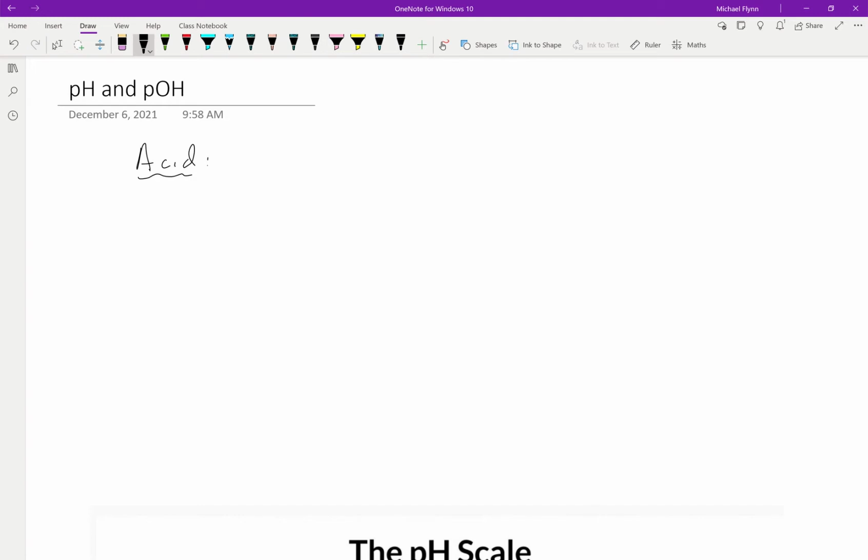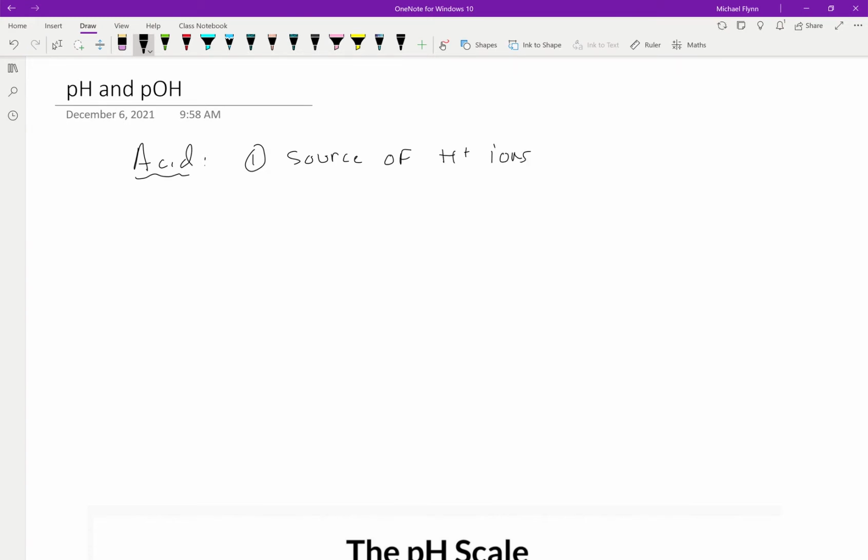But the two definitions that we have, definition number one, and basically they both say the same thing, it's a source of H+ ions.